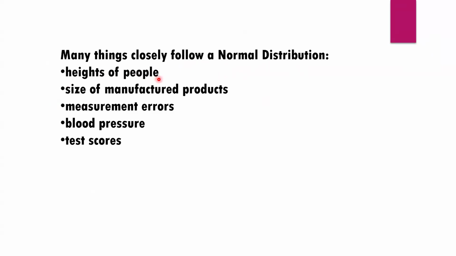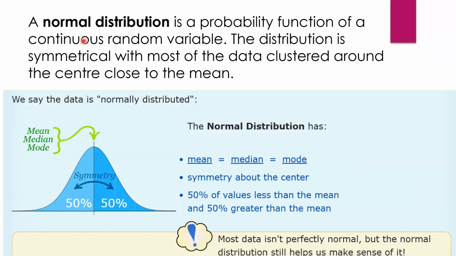Height of people, income of families, measurements of area, size of the product. Okay, so look at the definition. Normal distribution is a probability function of a continuous random variable. The distribution is symmetrical with most of the data clustered around the center, close to the mean.